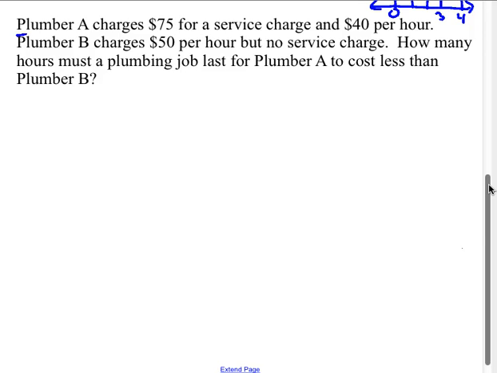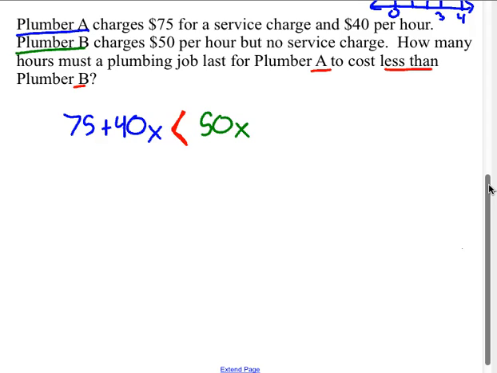So I'm going to do plumber A. I'm going to represent his in blue. So plumber A has an initial charge of $75 and then 40 per hour. Plumber B has no initial charge, but it's just 50 per hour. And I want to know what it's going to take for A to cost less than B. So A to be less than B would look like that, okay?